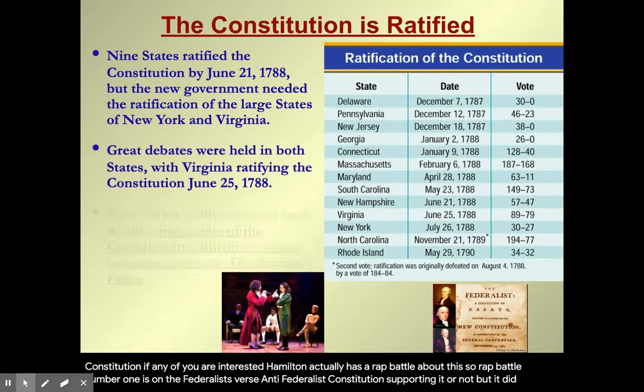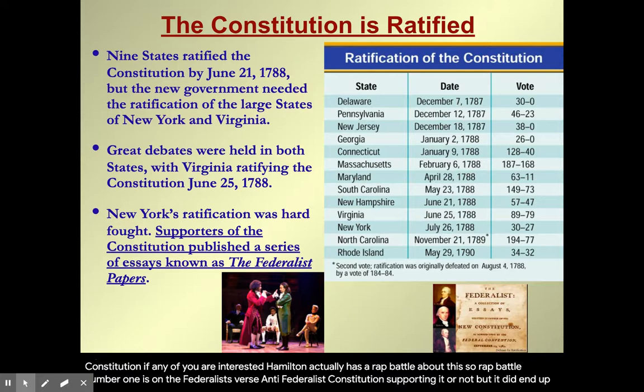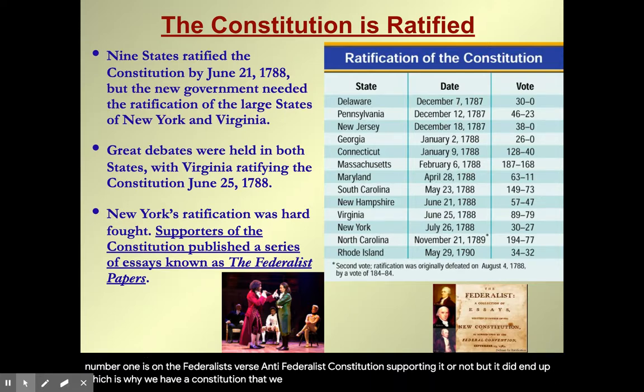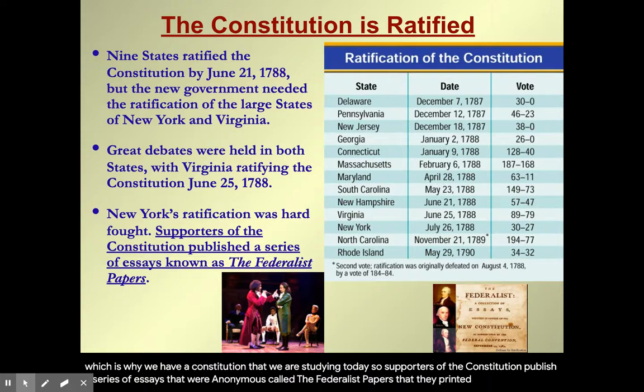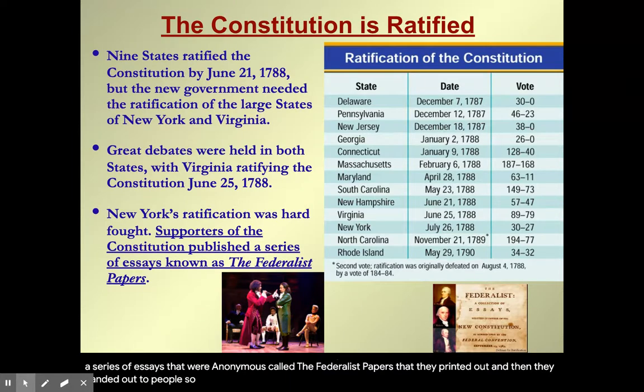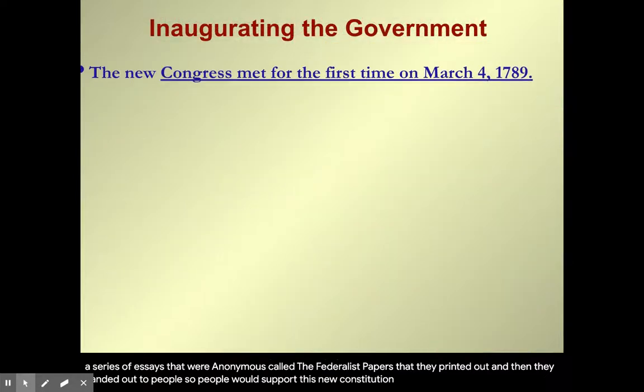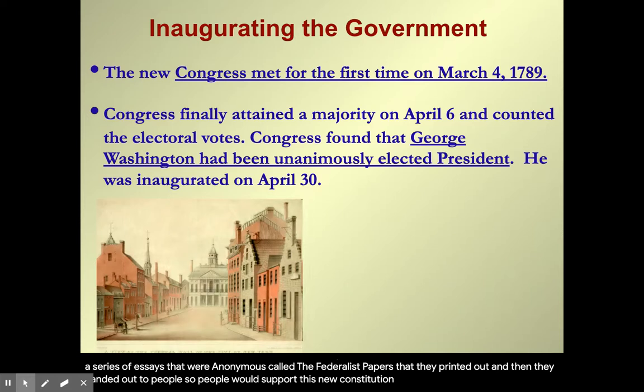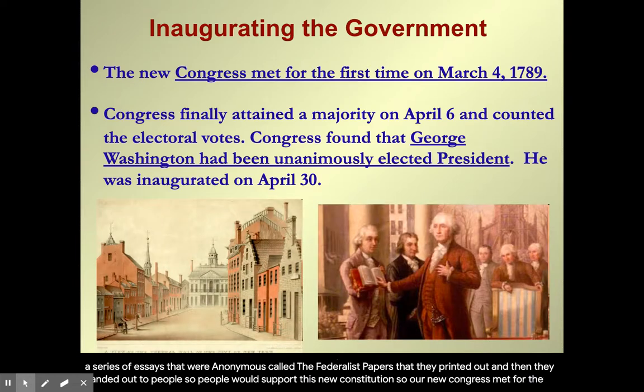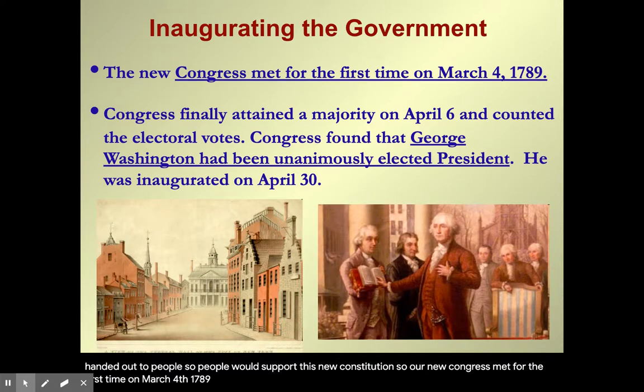But it did end up getting ratified, which is why we have a Constitution that we are studying today. So supporters of the Constitution published a series of anonymous essays called the Federalist Papers that they printed out and then handed out to people so people would support this new Constitution. So our new Congress met for the first time on March 4th, 1789. George Washington was elected our very first president and was inaugurated on April 30th.